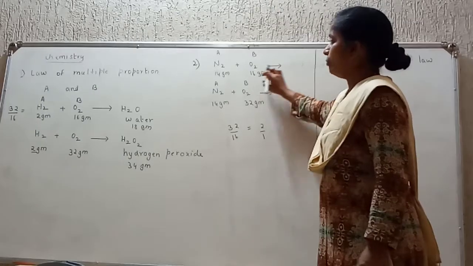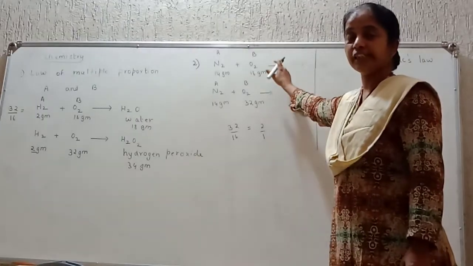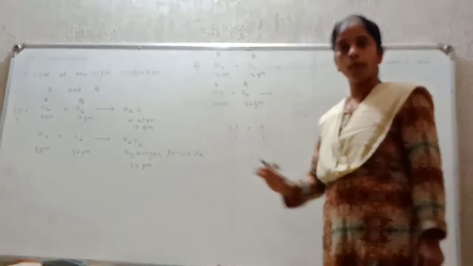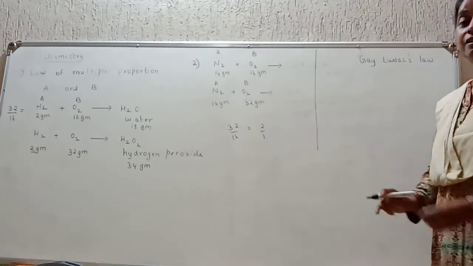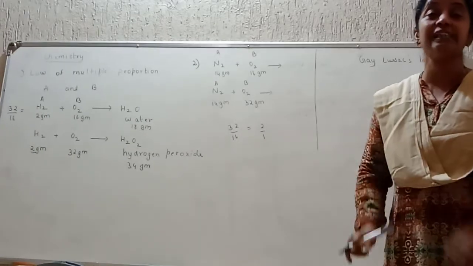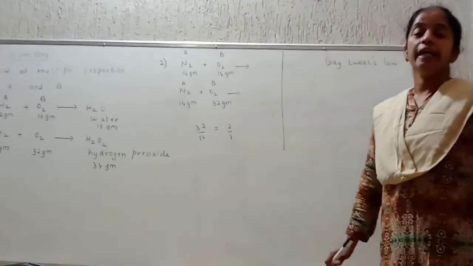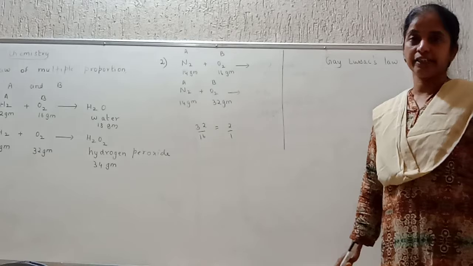B combining with A will remain the same, but B in the first case is 16 gram, in the second case it is 32 gram. So 32/16 is 2/1. Now Gay-Lussac's law. When gases react, gases combine or gases are formed in the given chemical reaction, then they do so in equal volume.